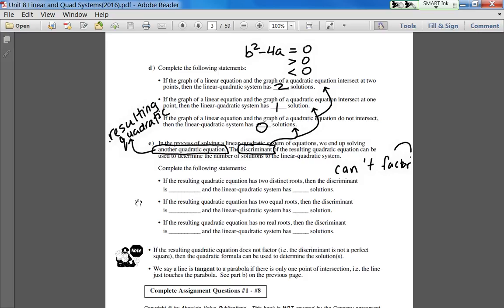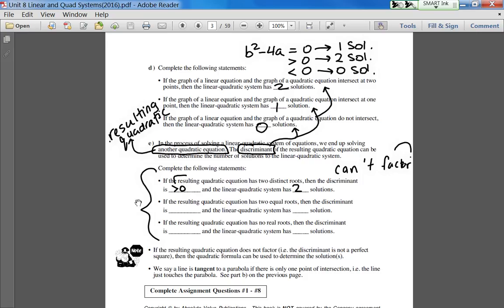Okay, so when will you have two solutions? When it's greater than 0. When will you have one solution? When it's equal to 0. And when will you have no solution? When it's less than 0. Okay. Oh, I think that's all right here. So two distinct roots. Two distinct roots. Then the discriminant is greater than 0.